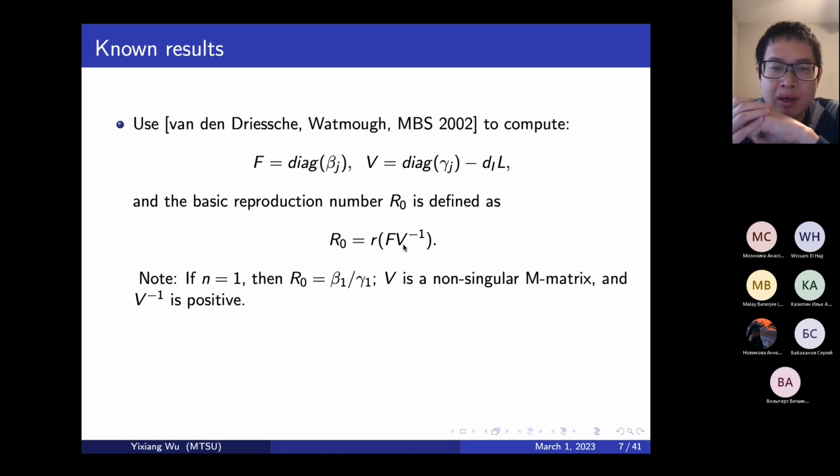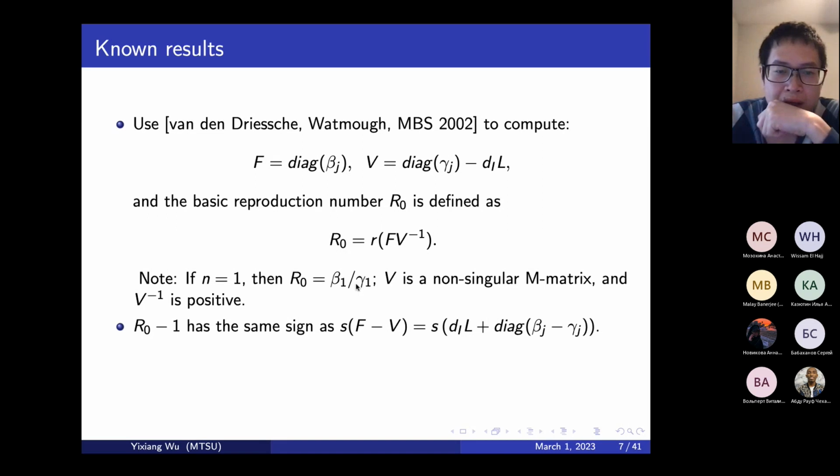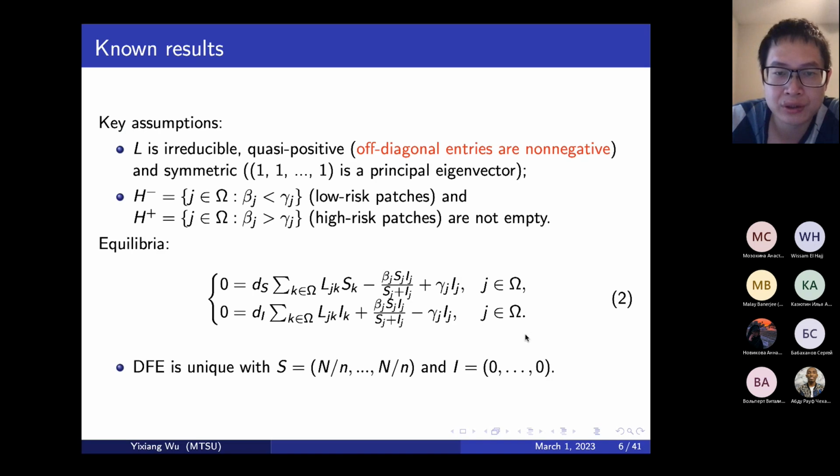Well, if n equals 1, then R0 is just beta over gamma, which is in agreement with the ordinary differential equation model I just mentioned. Well, R0 minus 1 has the same sign as the spectral bound of this matrix. This matrix actually, if you go back to here, corresponds to the linearization of the model at the disease-free equilibrium.